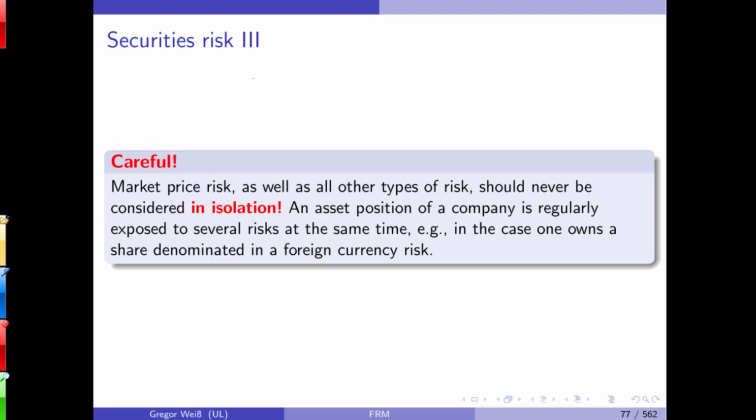So again, you can see that in many cases, you will see everything. You will see a security that is traded in dollars. You will see a bond that has market price risk, but also interest rate risk, and so on. So many times these risks are combined.